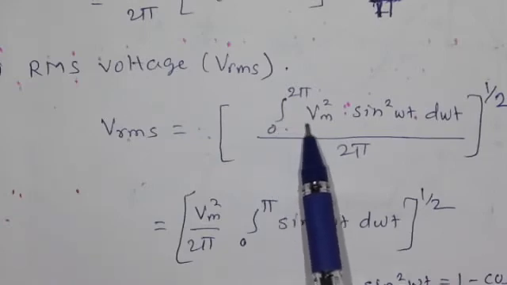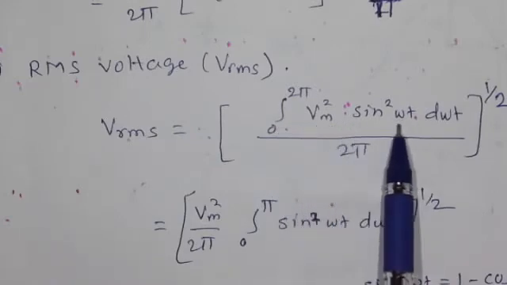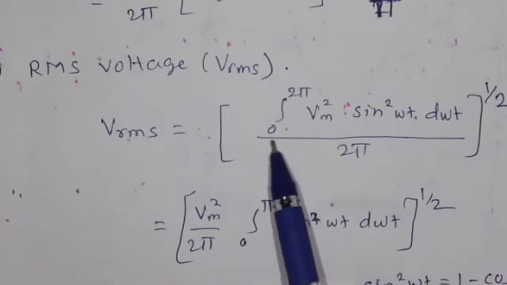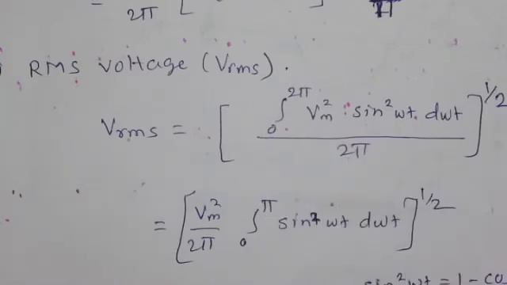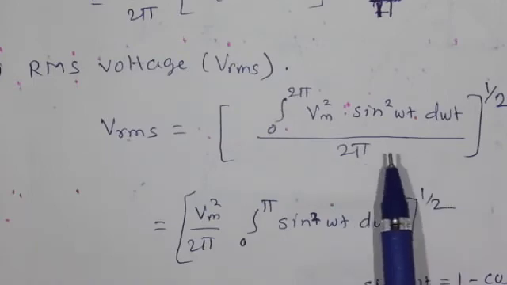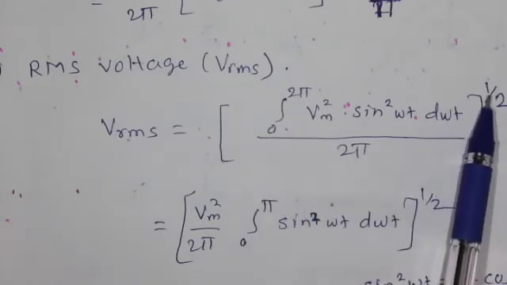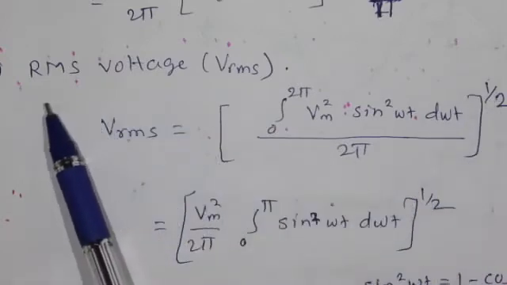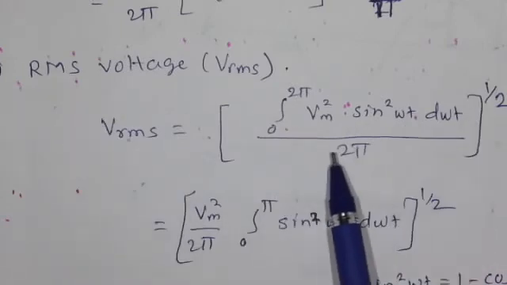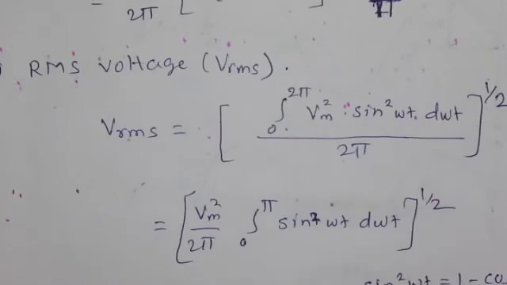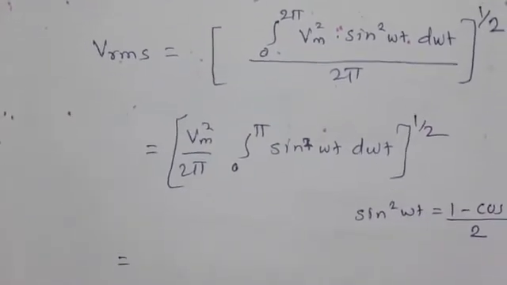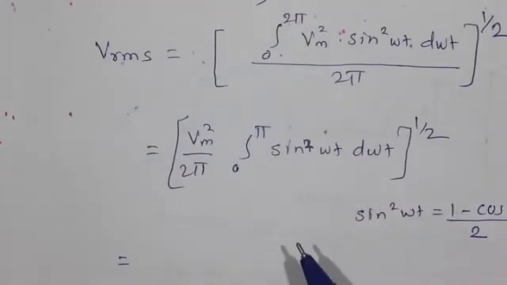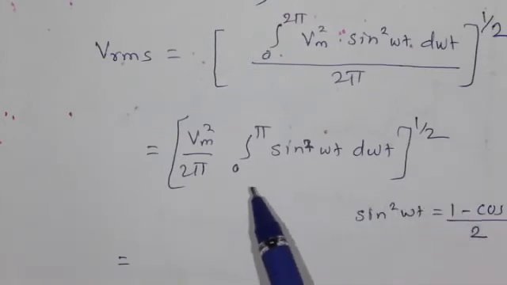Therefore, we take this integration for the term Vm square sine square omega t with respect to d omega t. These are the square terms. Now the mean is divided by 2 pi, meaning we are considering one cycle, and the square root means the whole bracket is raised to half. In this way we make the root mean square: square root, then mean, and the square terms. Now we take the value for 0 to pi only, because from pi to 2 pi there is no output.